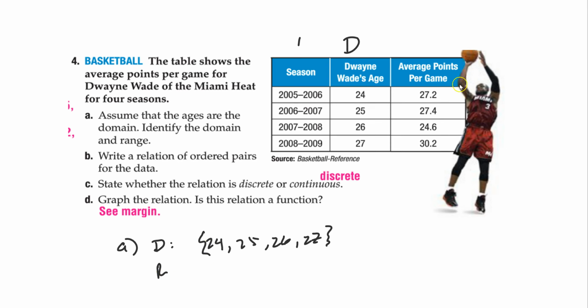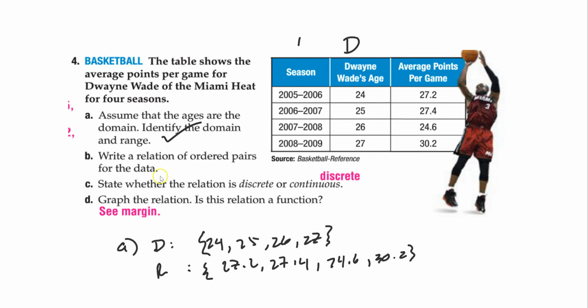The range was 2 points per game. Notice I did it 6 because I'm listing stuff out, so I always do the curly brackets when I do a list. 27.2, 27.4, 24.6, and 30.2. So done.